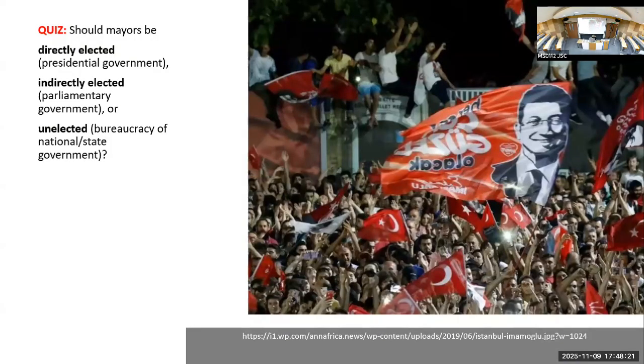We would have time to discuss this, but you can discuss it in the group if you like. This is a question to ask. How should local government be organized? Should they be organized as a presidential government, meaning that you have a directly elected mayor and a separately elected council? So two elections. Or just one election: you elect the council and the council elects the mayor. This is indirectly elected, one election. That's a parliamentary system. Or an unelected bureaucracy, or representatives of the national or state government. Which would you prefer?